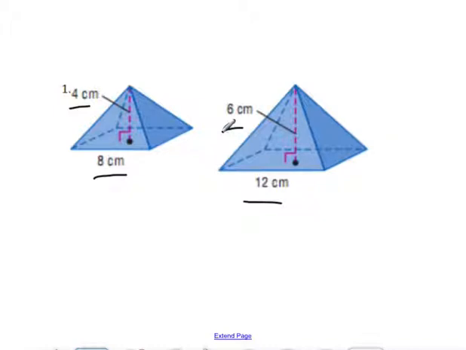Okay, so let's take a look at the scale factor for the height to start off with. So for the height, what we're going to do is we're going to take one side divided by the other side. So 4 over 6, because that's the height of both of these prisms. 4 divided by 6, if you reduce that fraction, you end up getting 2 over 3.